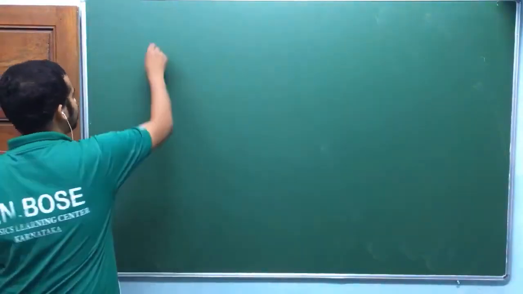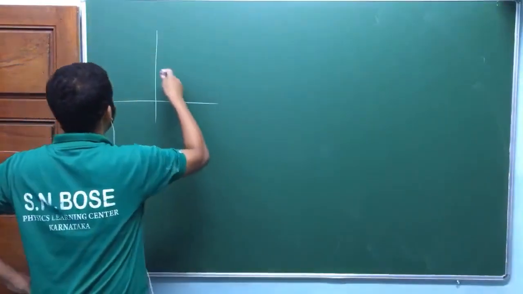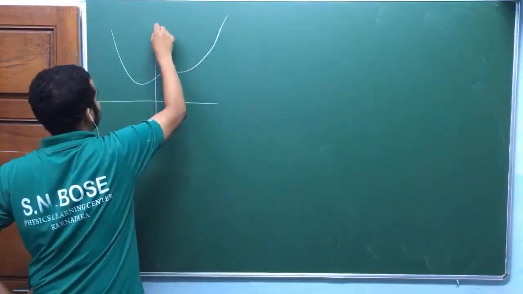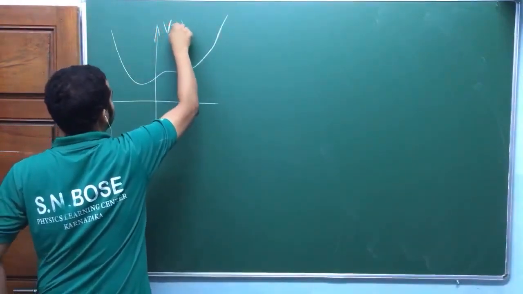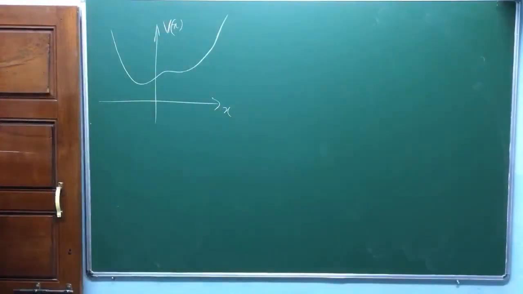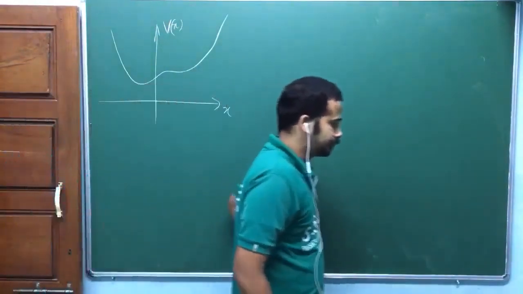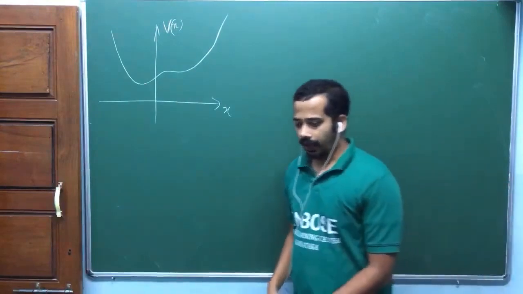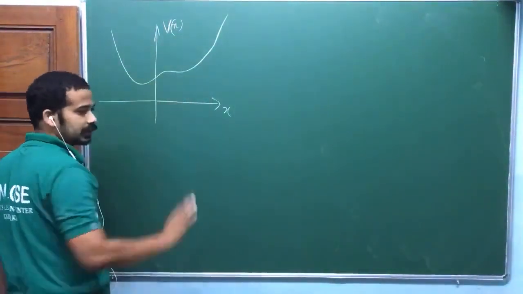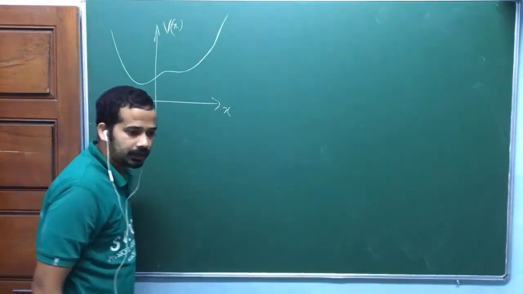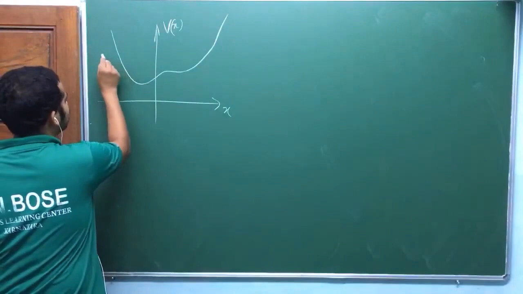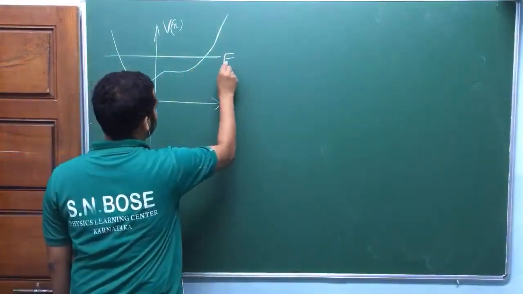So let me take one simple, some arbitrary potential, like this. Suppose V of x as a function of x here, some arbitrary potential. And again, our energy should be greater than V minimum, classically or quantum mechanical. That part is always true. Is that okay? Energy should be greater than V minimum. Let me take some energy value E here.